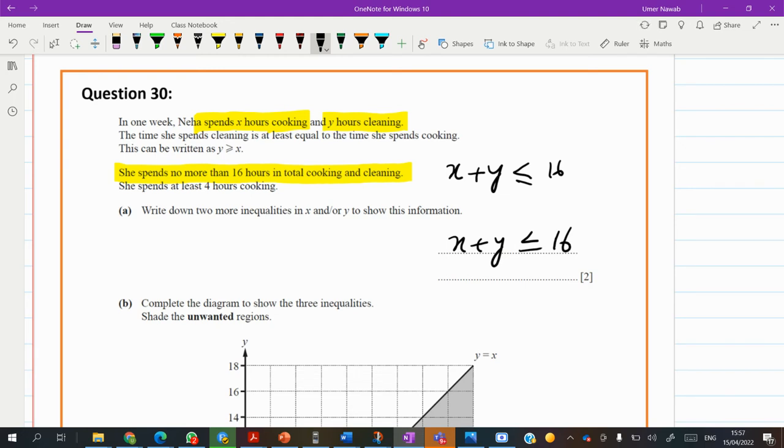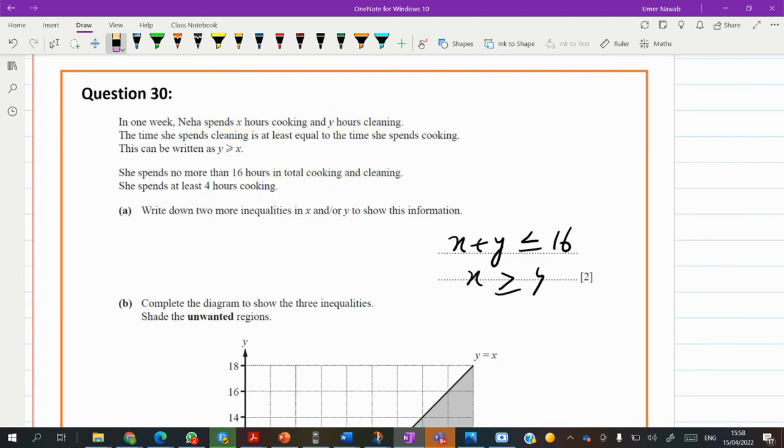The maximum can be 16. Then we go to the next inequality. She spends at least 4 hours cooking. So at least 4 hours means greater than or equal to, because the word "at least" means greater than or equal. Cooking is x. So x should be greater than or equal to 4. Now we model the inequalities, boys.